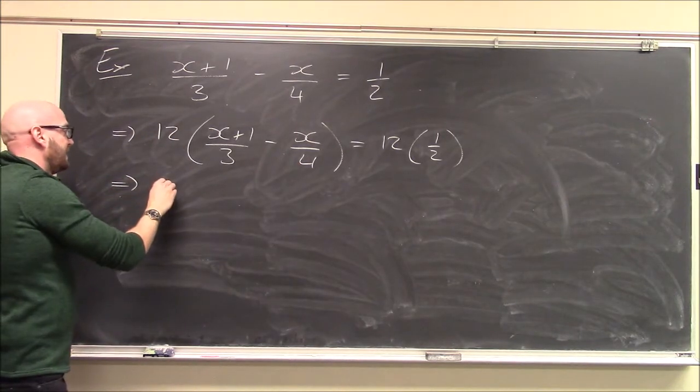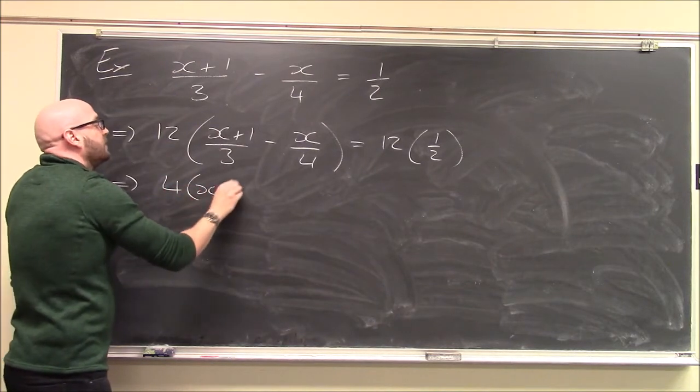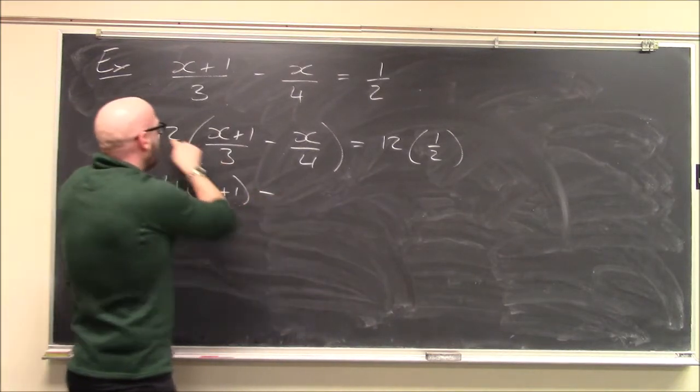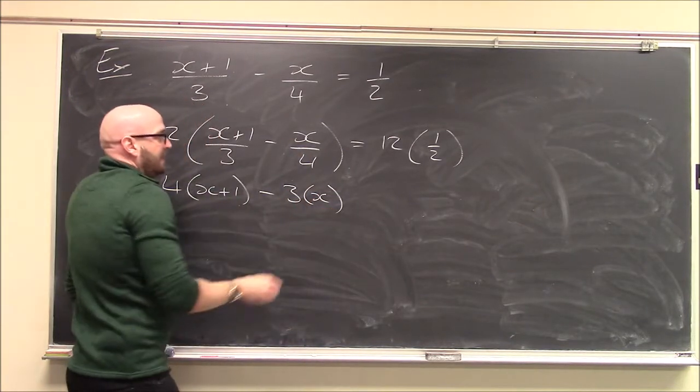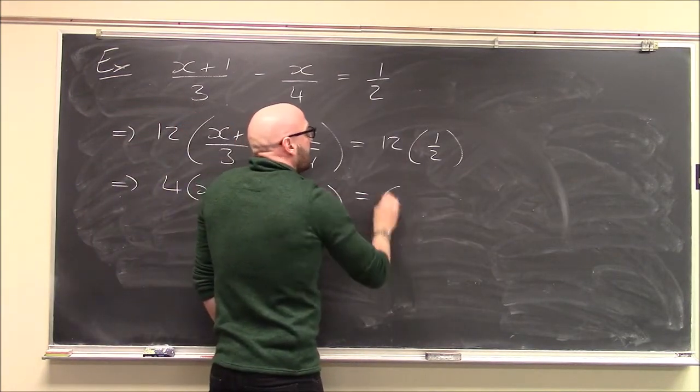So we've got 12 over 3 is 4. That's 4 times x plus 1, minus 12 over 4 is 3 times x, is equal to 12 times 1/2, which is 6.